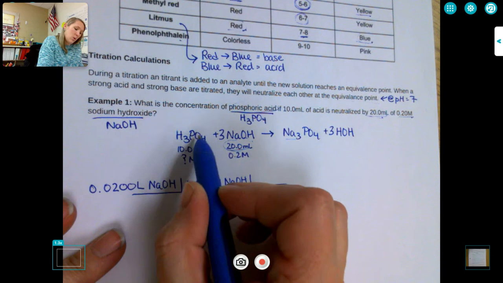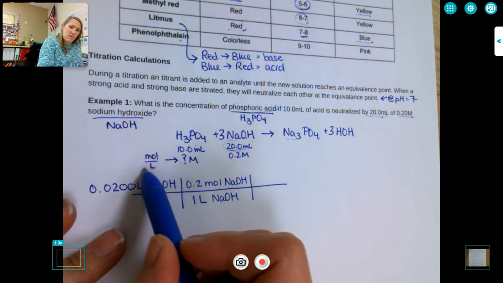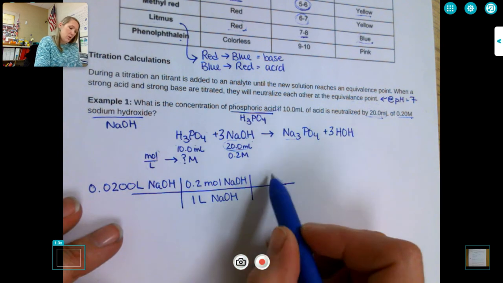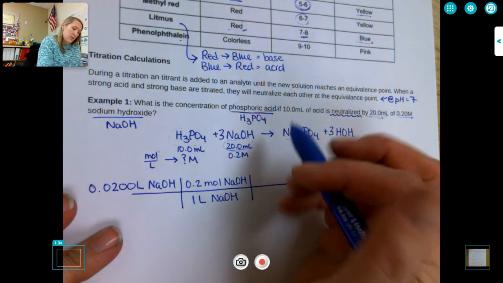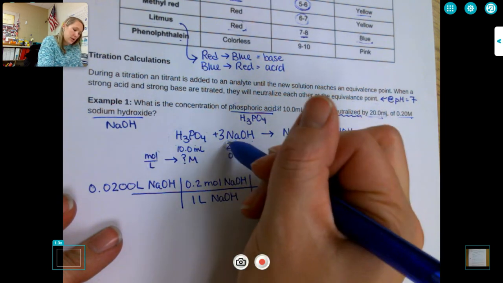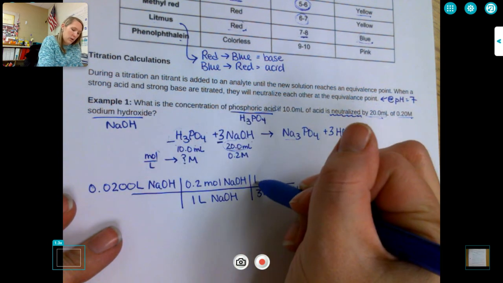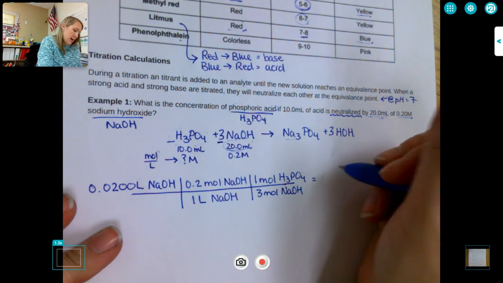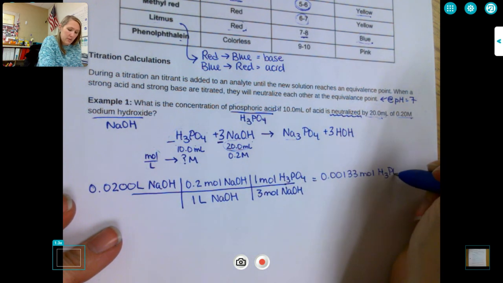And I want to figure out moles of acid, right? Because this is molarity, I want to know moles per liter. I know my volume already because I have my 10 mils, but I want to know my moles. And this is neutralized, so it says neutralized here. That means that moles of hydrogen are going to equal moles of hydroxide. So I need to figure out how many moles I have of this guy to neutralize this one. For my reaction, it takes 3 moles of sodium hydroxide for every 1 mole of phosphoric acid. When I do my math across and divide by the bottom, I get 0.00133 moles of phosphoric acid.